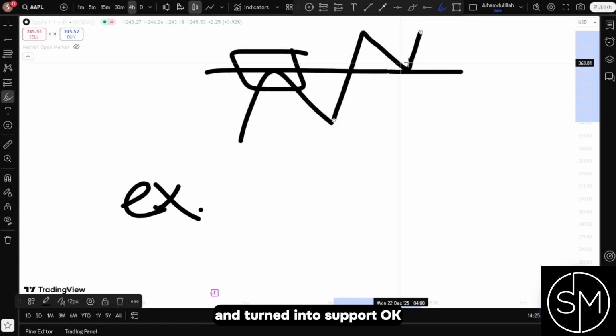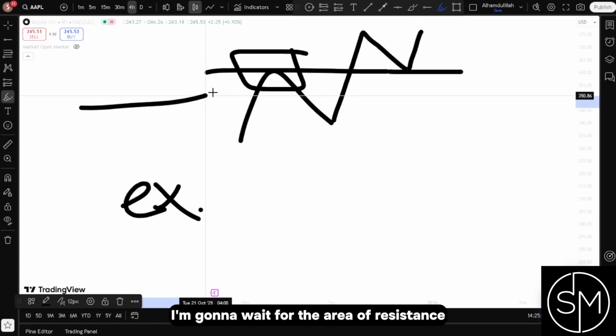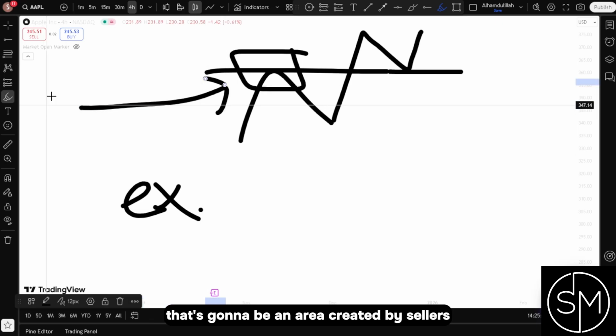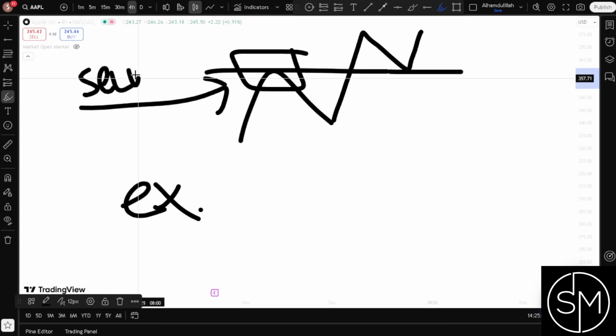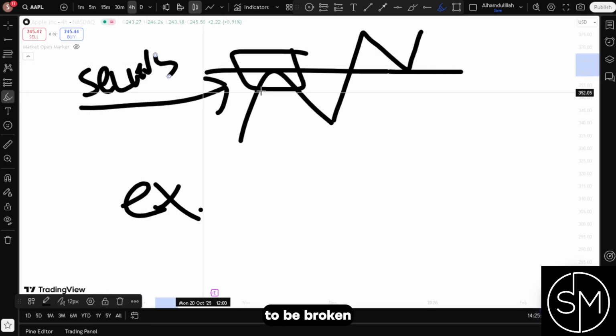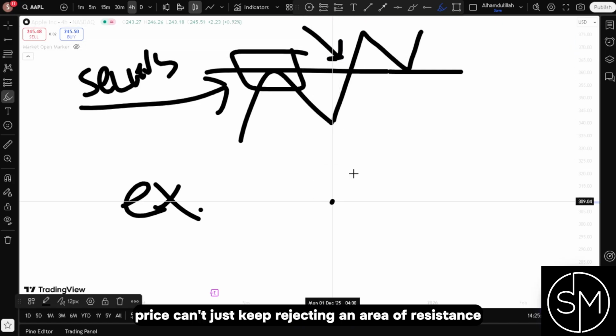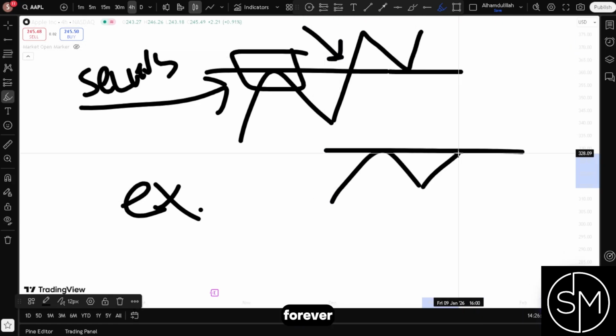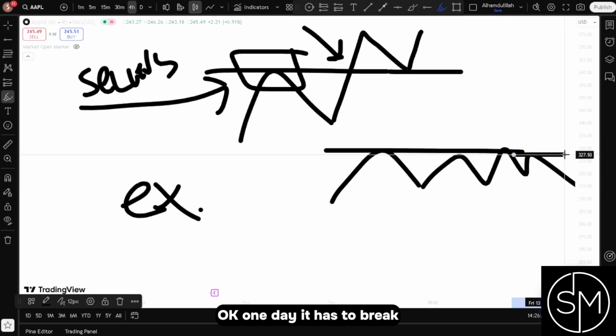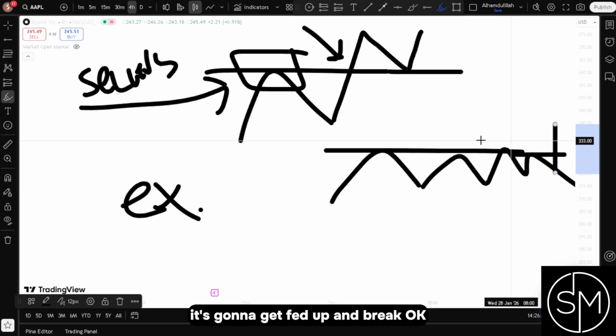So I can wait for an area of resistance above me to be broken and turned into support. I'm going to wait for the area of resistance, an area created by sellers, to be broken. Because price can't just keep rejecting at an area of resistance forever. One day it has to break. It's going to get fed up and break.